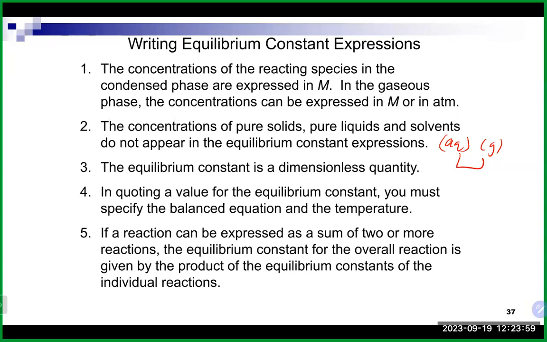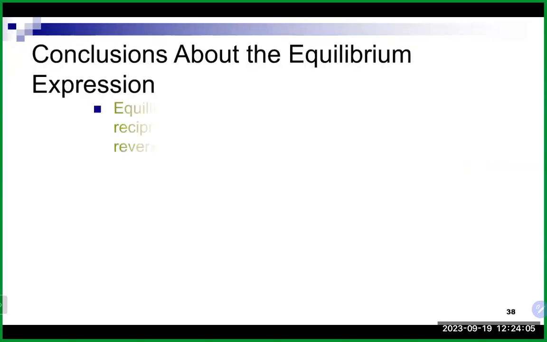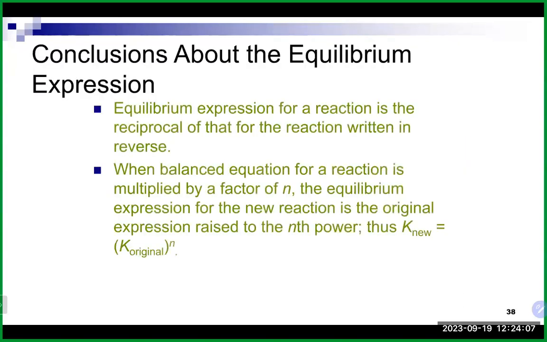And it is specific for that particular temperature and exactly how the reaction is written. And these are a couple of things we just talked about in terms of manipulating equations. If you need to multiply by a number, we take K to whatever that number is. And if we divide by a number, we take the root of K to whatever we divided by.